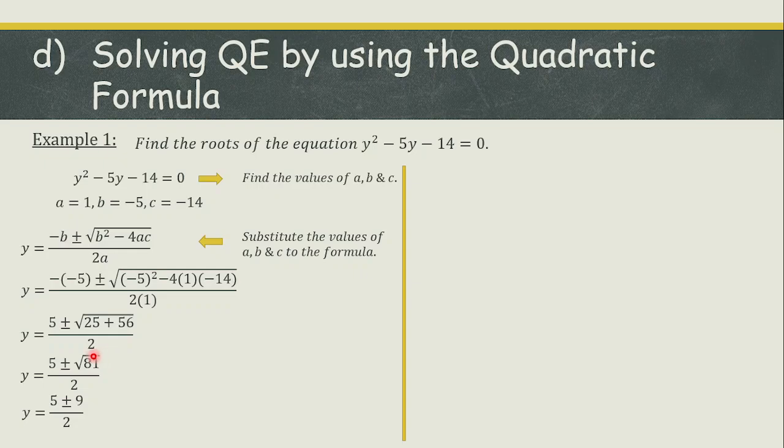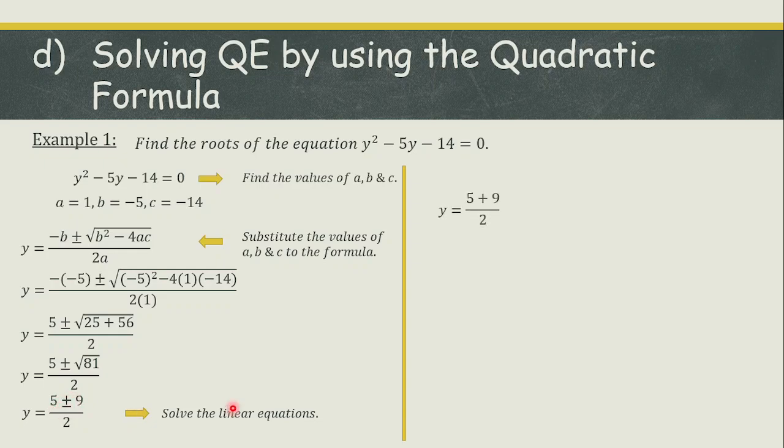Excuse class. So, 81 is a perfect square. So, the square root of 81 is 9. So, y is equals to 5 plus minus 9 divided by 2. So, we are now going to solve the linear equation. So, we need to separate this one into two different linear equation. Isa-separate natin si plus 9 at si minus 9.